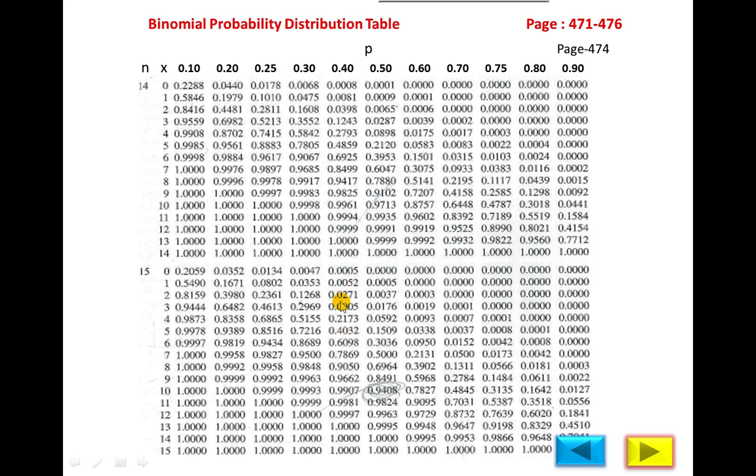So we will find the probability from this column. First we will select the table according to the value of n. There are different pages from 471 to 476. On page number 474, the value of n is given as 15. P 0.4 is given in this column. We will select this column for this question. And this is the probability of exactly x equal to 0.